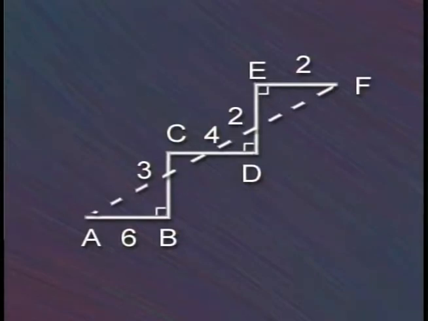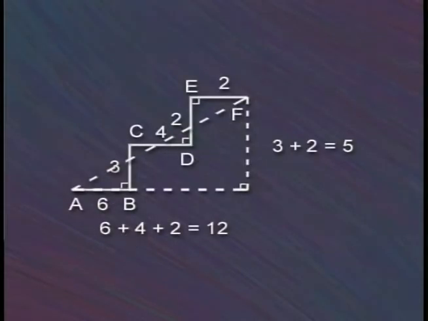There's a larger right triangle, however, hidden in this problem. Did you see it? Let's extend the line from AB and drop a perpendicular line from F to meet this extended line. Now AF is the hypotenuse of this larger right triangle. Do we know the lengths of the sides of this triangle? Well, yes, we do. Since CD is 4 and EF is 2, the length of the base of the larger right triangle is 6 plus 4 plus 2, or 12. Since BC is 3 and DE is 2, the height of this right triangle is 5.